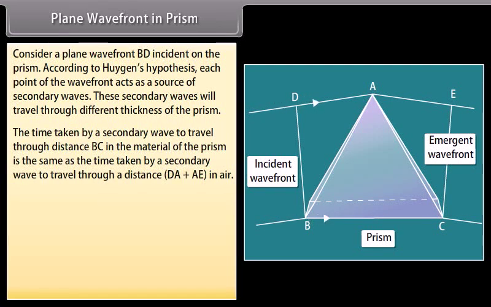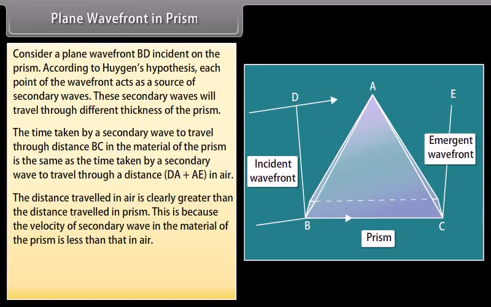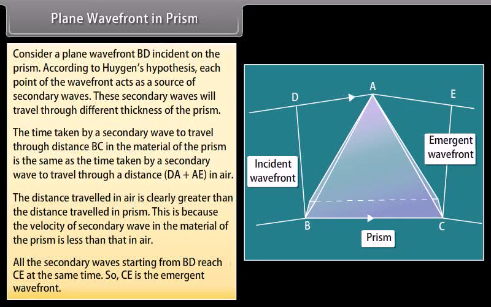The time taken by a secondary wave to travel through distance BC in the material of the prism is the same as the time taken by a secondary wave to travel through a distance DA plus AE in air. The distance travelled in air is clearly greater than the distance travelled in the prism. This is because the velocity of the secondary wave in the material of the prism is less than that in air. All the secondary waves starting from BD reach CE at the same time. So, CE is the emergent wavefront.